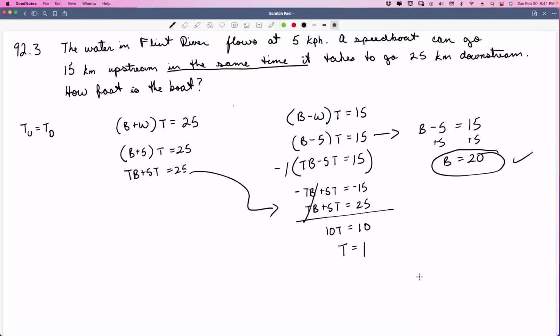All right. And if you want, you can sub that back into the original problem, and you can say 20 plus 5 times 1 is 25, and 20 minus 5 times 1 is 15. And so you get the same answer. Everything checks out. You know you've gotten the right one.